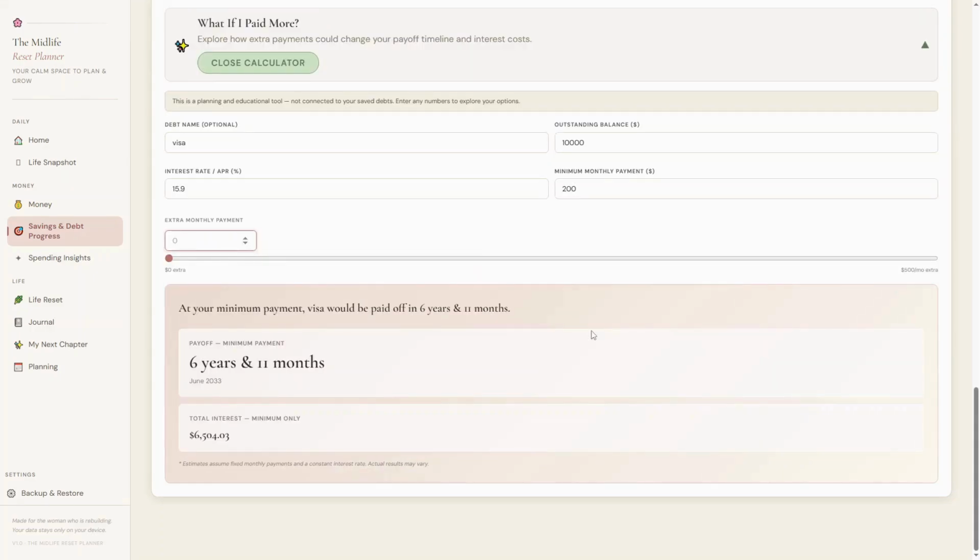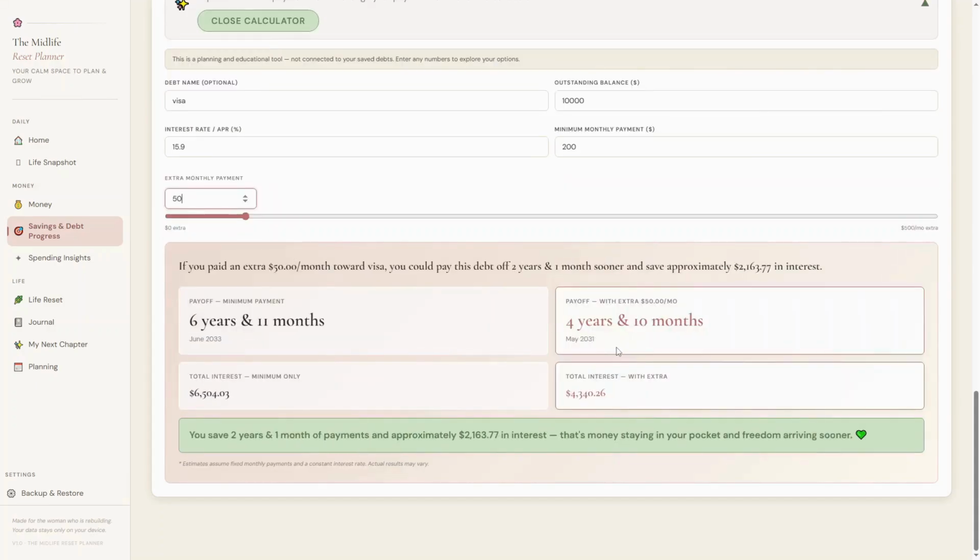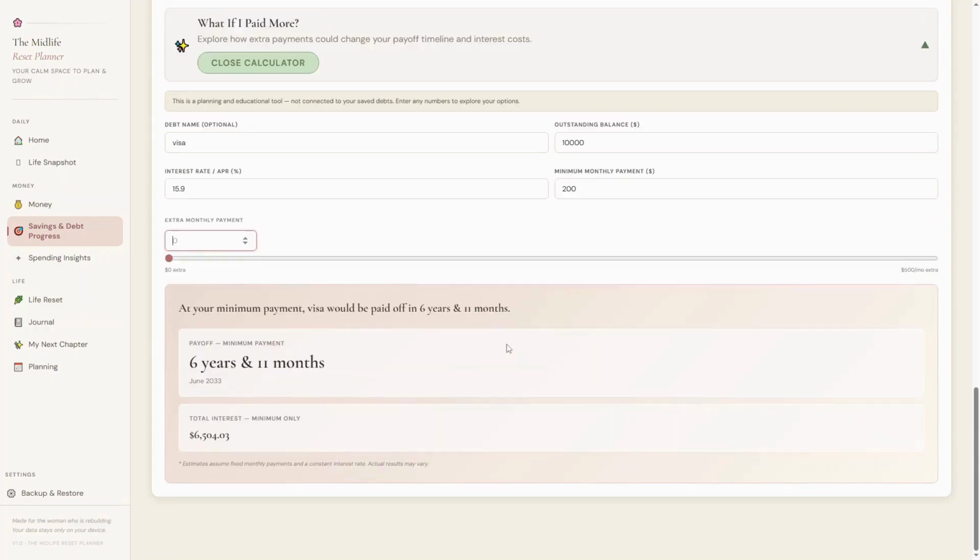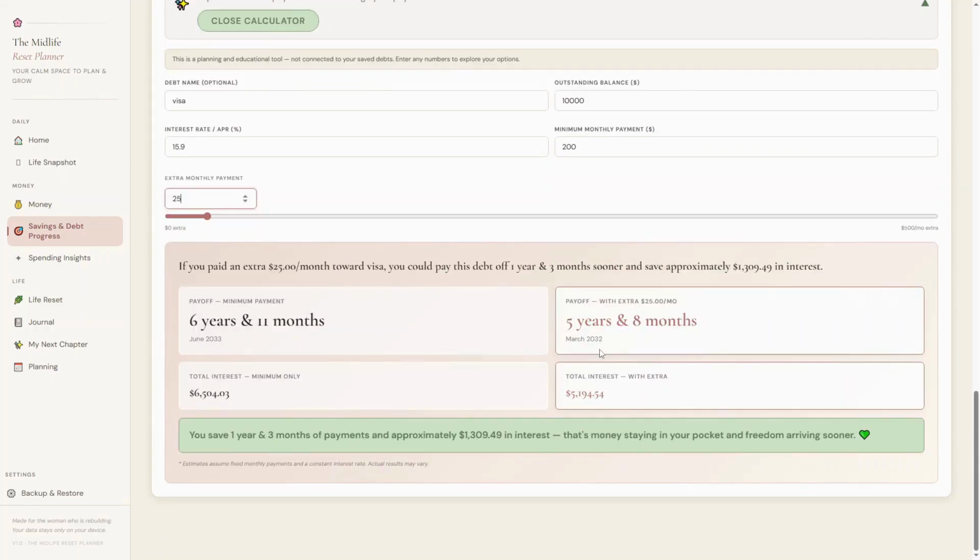Paying just a little extra each month may help you become debt-free months or even years earlier, depending on your balance and interest rate. Remember, this is a planning tool designed to help you explore different payoff strategies. You can experiment with different payment amounts to find an approach that fits comfortably within your budget.